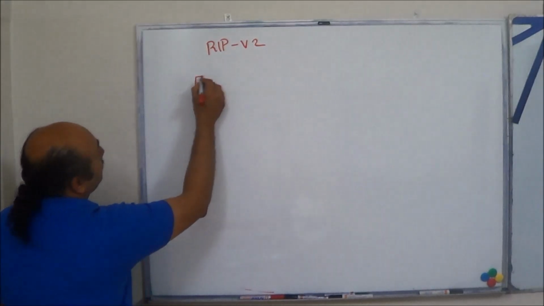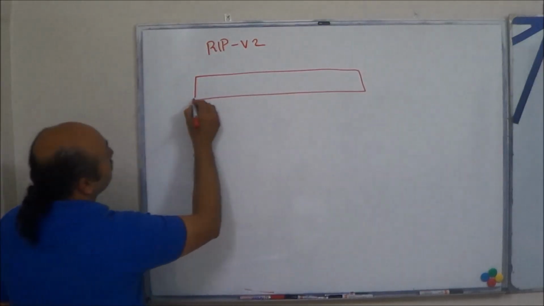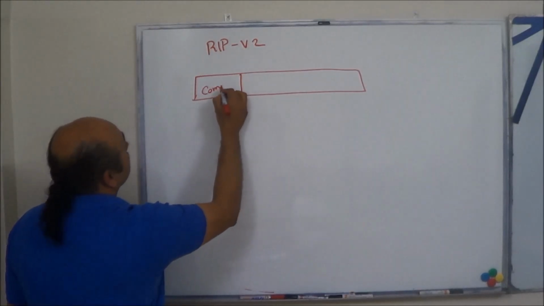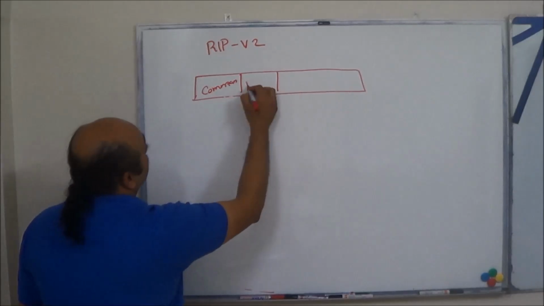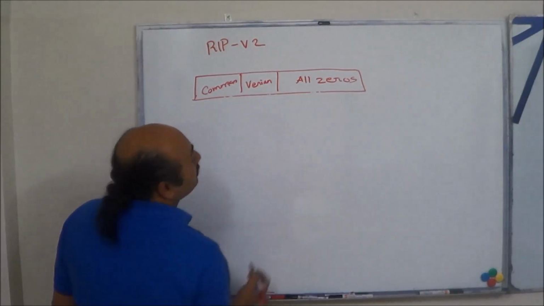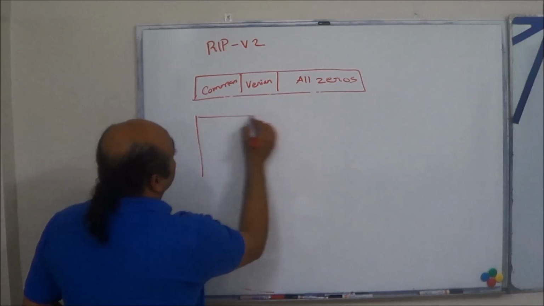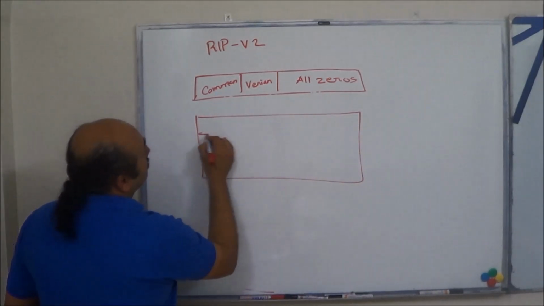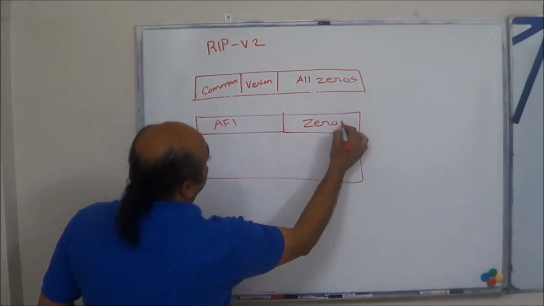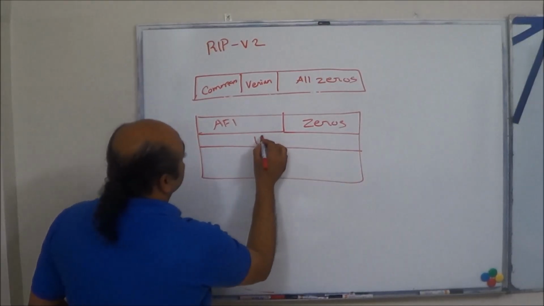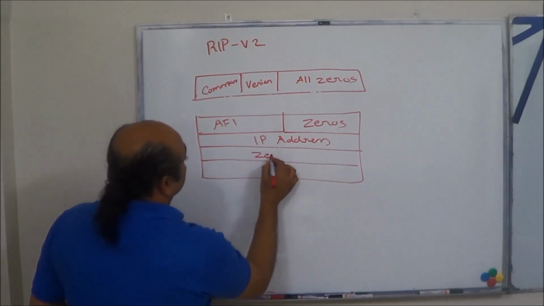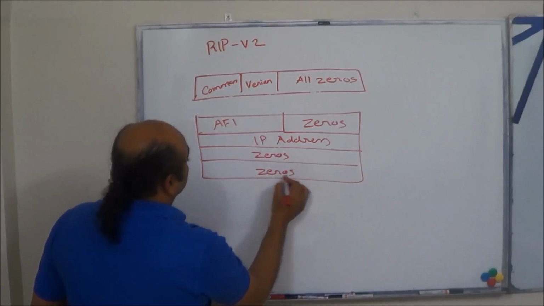So, a 4-byte header. Version, command. Command, 1 byte. Version, 1 byte, and all zeros. This is the header, followed by AFI, 2 bytes, zeros, IP address, all zeros, metric.